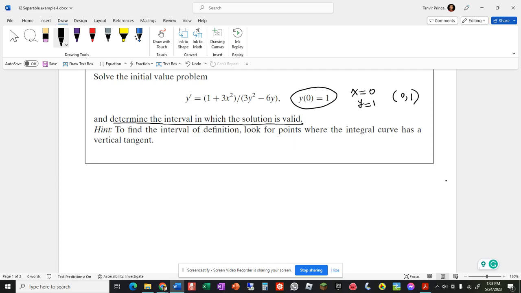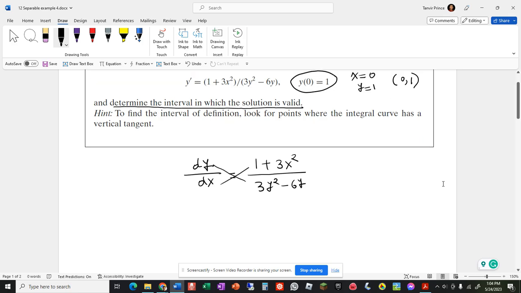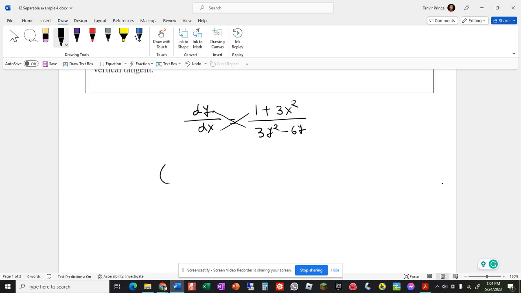So let me copy the differential equation. I'm going to replace y prime by dy/dx equal to (1 plus 3x squared) over (3y squared minus 6y). Of course, you can simply cross multiply. So if I cross multiply, I have a function of y times dy equal to some function of x times dx. So this is indeed separable.